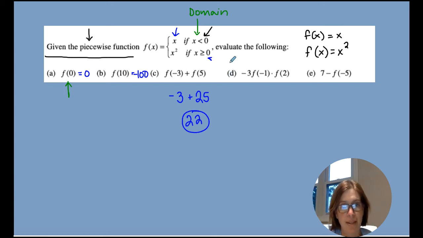Okay, negative 3 times f of 1. When there's no symbol there, it's multiplication. Again, f is not a variable. It is the function kind of name. All right, so at negative 1, I have to look in the first domain.